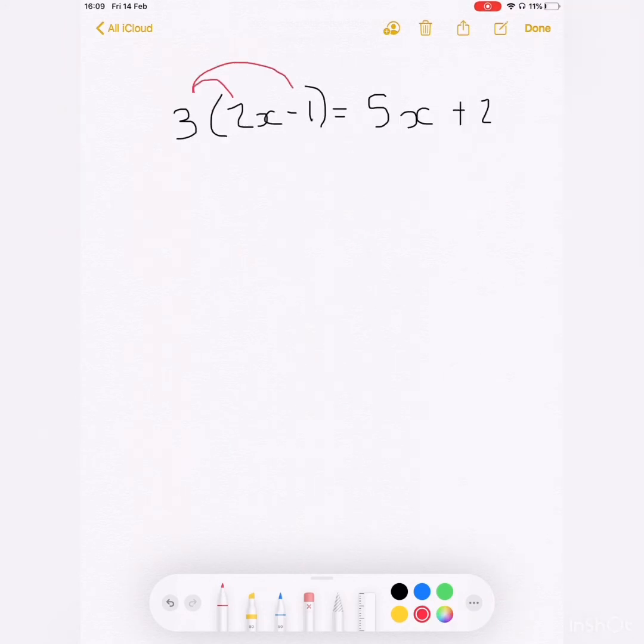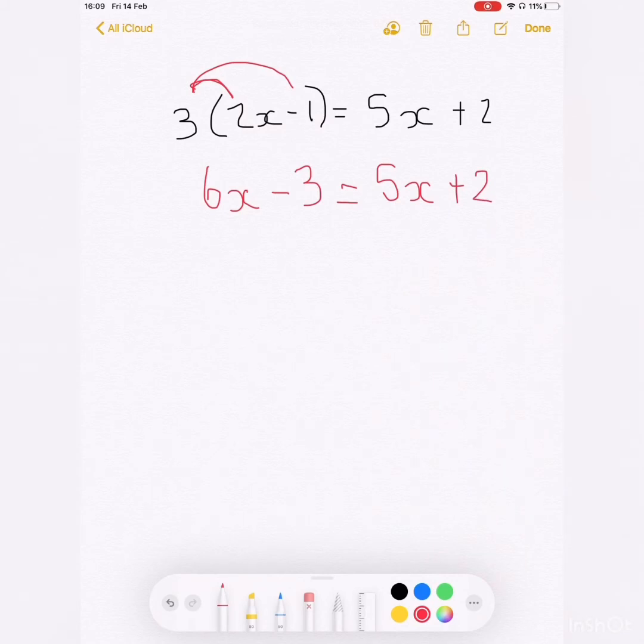First thing we're going to do is expand this bracket. Now remember, along these lines, we times. So we do 3 times 2x, which is 6x. And then we do 3 times minus 1, which is minus 3. And then we just leave the other side the same.